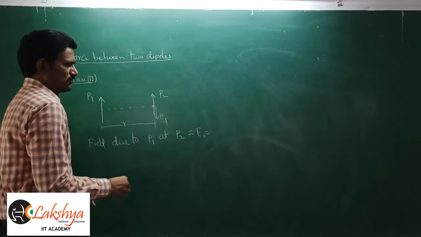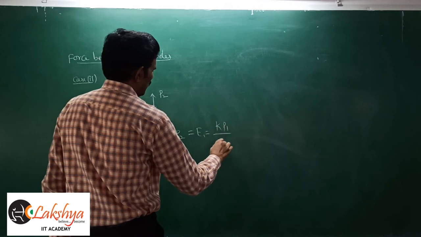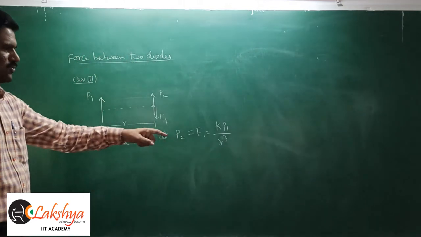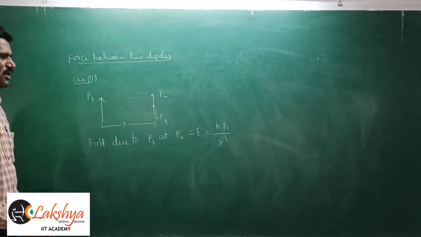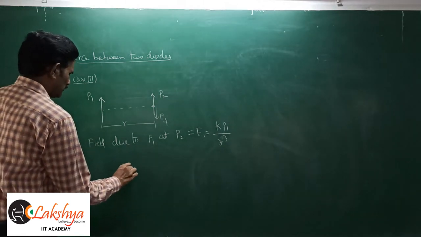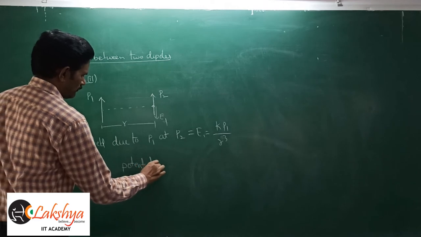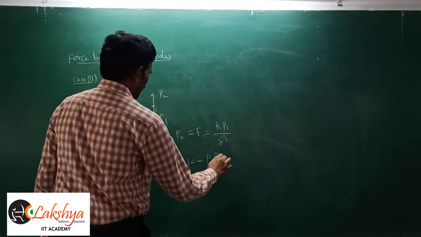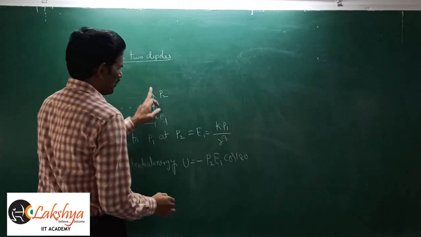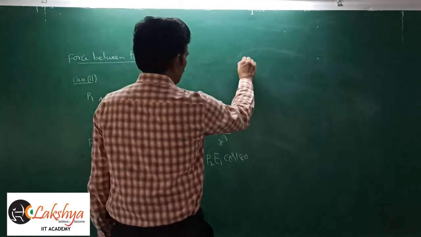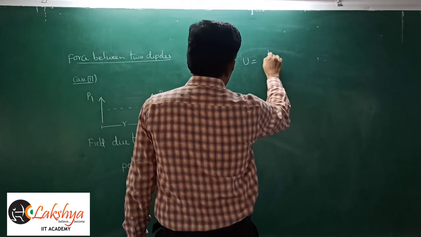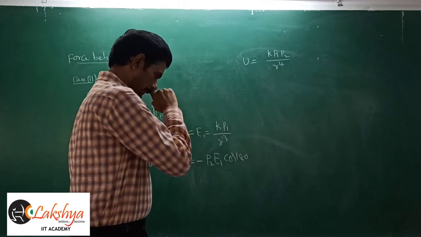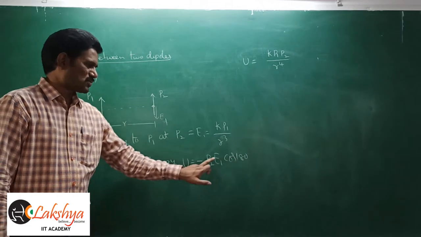So the magnitude of E1 we can write as k p1 by r cube, and the electric field will be in downward direction. Now I am writing the potential energy of this dipole. Potential energy is equal to minus p2 into E1 into cos of the angle between them, which is 180 degrees. P2 is upwards, E1 is downwards, and therefore this is equal to k into p1 p2 by r cube. Here it is cos 180, which is minus 1, so minus of minus gives plus.